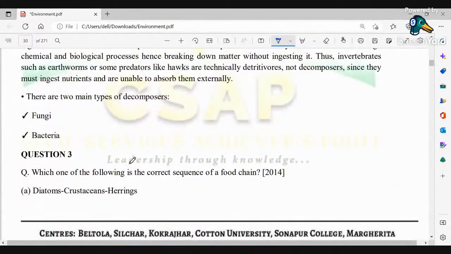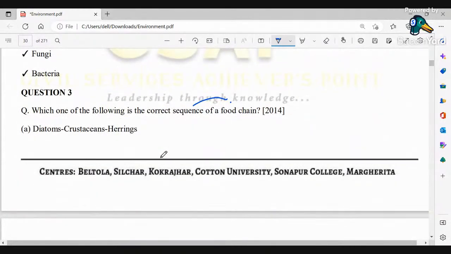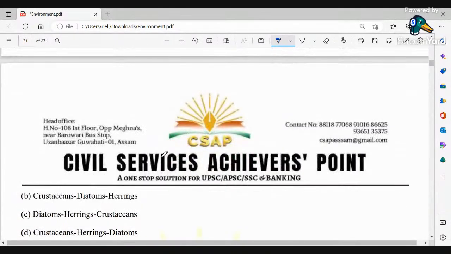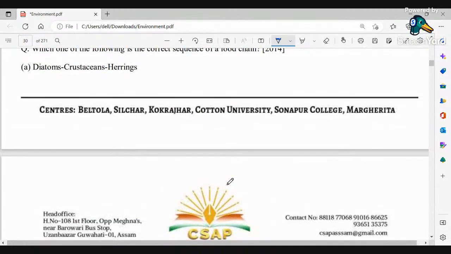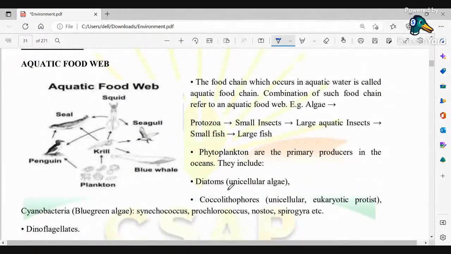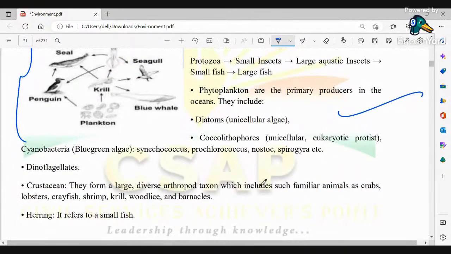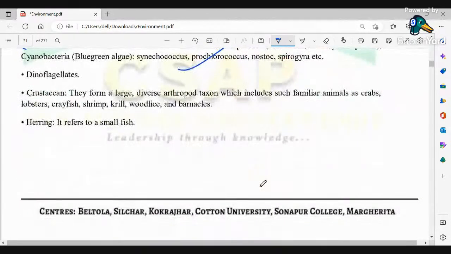Next, which one of the following is the correct sequence of a food chain? Diatoms, crustaceans, herrings. Crustaceans, diatoms, herrings. Diatoms, herrings, crustaceans. And crustaceans, herrings, diatoms. So here the correct answer is A, that is diatoms, crustaceans, and herrings. In this aquatic food chain, you could see the proportions of diatoms, which are basically unicellular algae. You could study the explanation later.